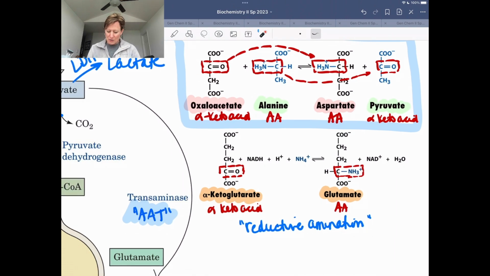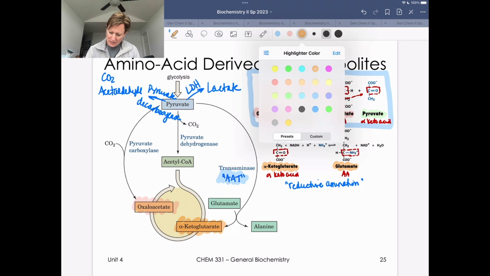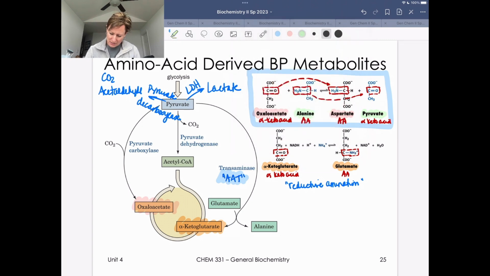But we're going to see some really important ones, and we actually have highlighted where they are right now. So here's, again, alpha ketoglutarate. Here is oxaloacetate, and then here is pyruvate. So we can see these different alpha keto acids and their component amino acids, so we can understand how amino acid metabolism is going to feed into this system that we've already learned about.